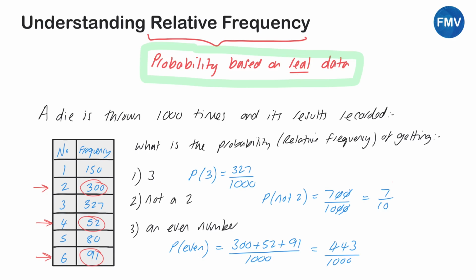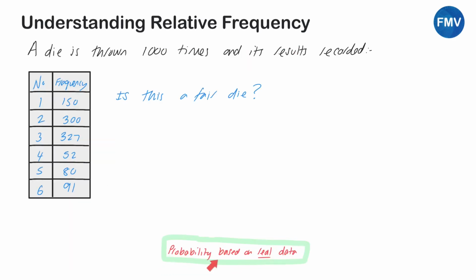Okay, let's look at another question. Just brought this forward to remind you that relative frequency is just probability based on real data. So in this question, a die is thrown 1,000 times and its results are recorded, exactly the same as last time. Question here, is it a fair die?